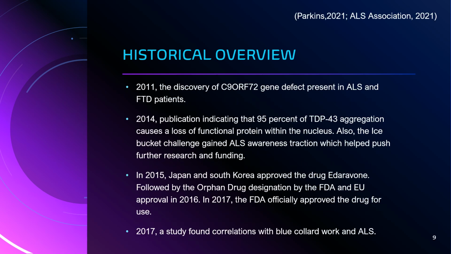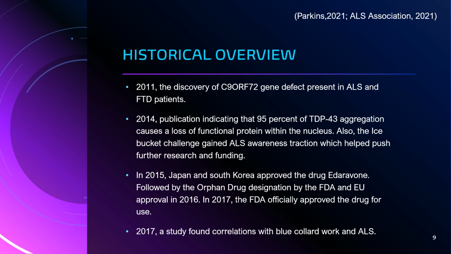In 2011, the discovery of the C9ORF72 gene defect present in ALS and FTD patients. 2014 publication indicating that 95% of TDP43 aggregation causes a loss of function protein within the nucleus. Also, what we know ALS from, the Ice Bucket Challenge, gained ALS awareness traction, which helped push further research and funding.